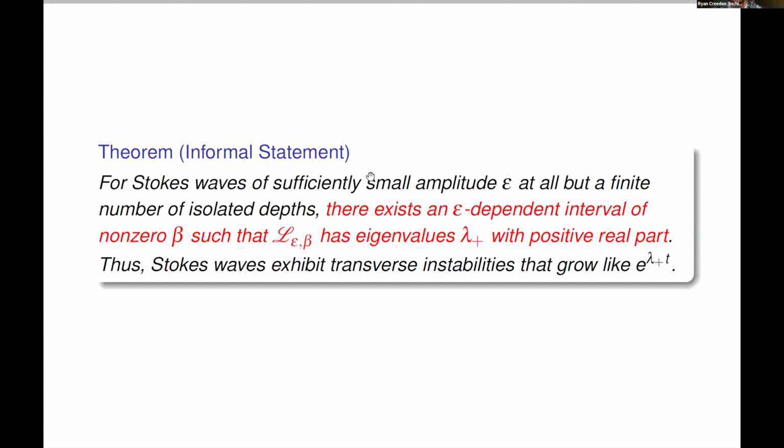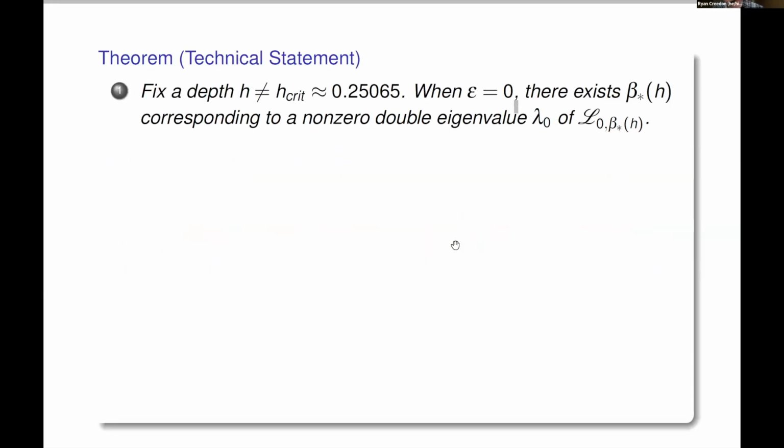So pretty much any depth you want, sufficiently small amplitude, I can guarantee that there exists an epsilon dependent interval for that beta parameter that you need to choose. And if you choose your beta parameter in this epsilon dependent interval, you will guarantee that that operator has an eigenvalue with positive real part. And so that will guarantee that you will have a Stokes wave that is unstable to some non-zero transverse perturbation, which basically proves the thing that we're trying to look for in the works that McLean had set up in the 1980s.